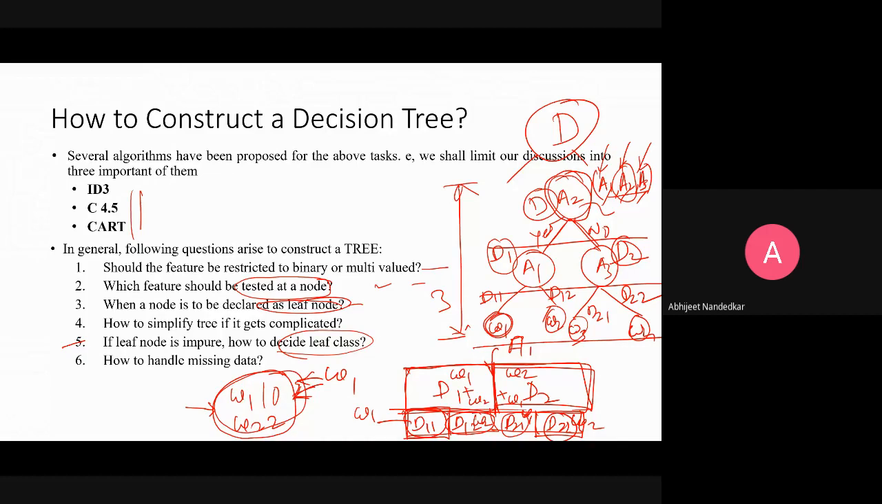Now, how to handle missing data? That is also a problem. And how to simplify the tree if it gets complicated? That is called the pruning method.